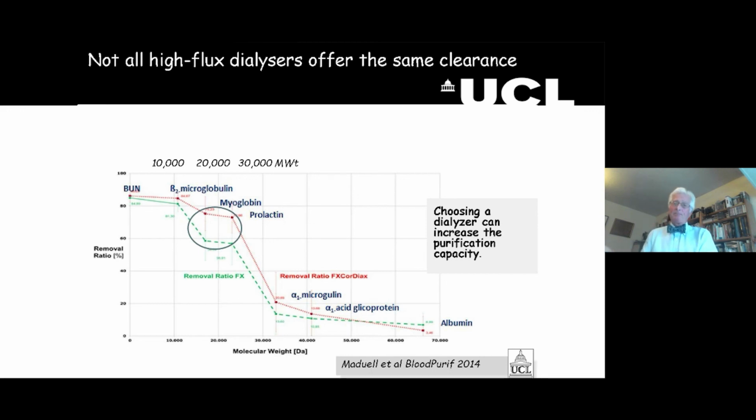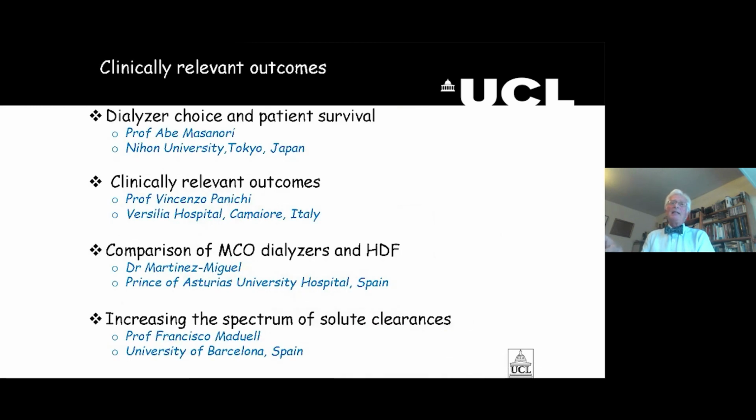So in the next slide, this gives you an idea of this symposium. We're going to have a talk about dialysis choice and patient survival. We're going to have a talk about clinically relevant outcomes. Talk about the comparison of one of these middle cutoff dialyzers and hemodiafiltration, so two treatments designed to achieve improved middle molecule clearance. And then a talk about the differences again in terms of the modality and in terms of differences in membranes.